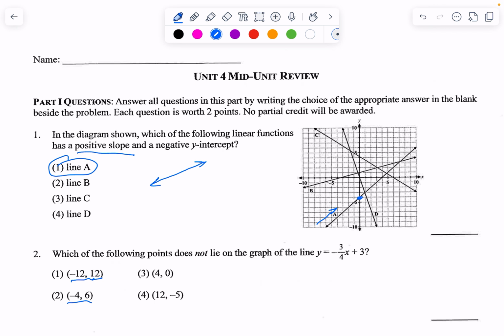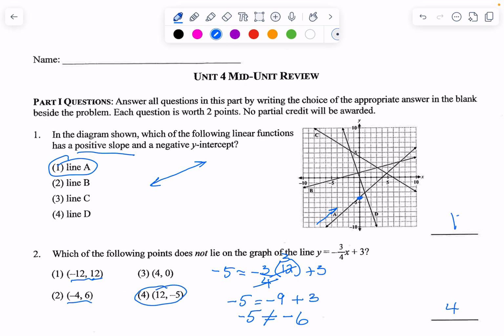Number 4, if you put in -5 for y is equal to -3/4 times 12 plus 3. This becomes 3, and -3 times 3 is -6 plus 3. Oh, -6 times 3. I forgot that's 9, -9. And -9 plus 3 is -6. So these are not equal. That's not a true statement. So that's that one. So this is line 1, this is 1, this is 4.